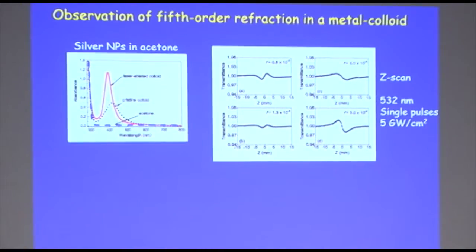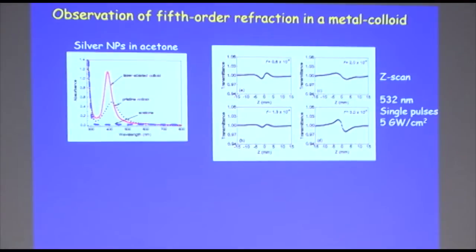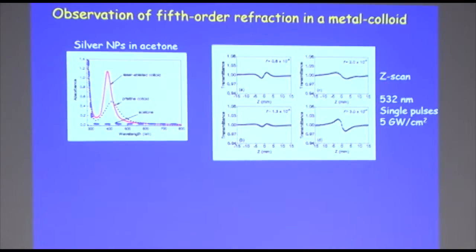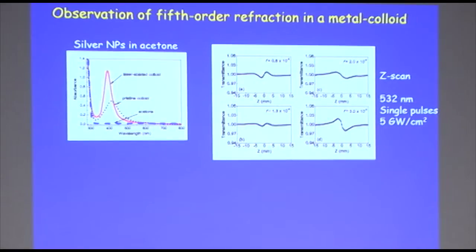And what you see here is the Z-scan profile. And you can see here that I changed the amount of nanoparticles, what's called the filling fraction of nanoparticles. Here it goes from 0.8 10 to minus 4 to 3.0 10 to minus 4. And you see here that the profile changed the symmetry. That means that it comes from negative to positive to negative, the value of the effective nonlinear refraction.